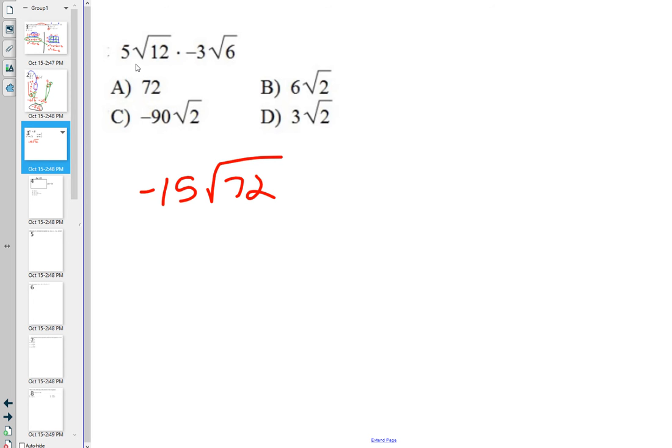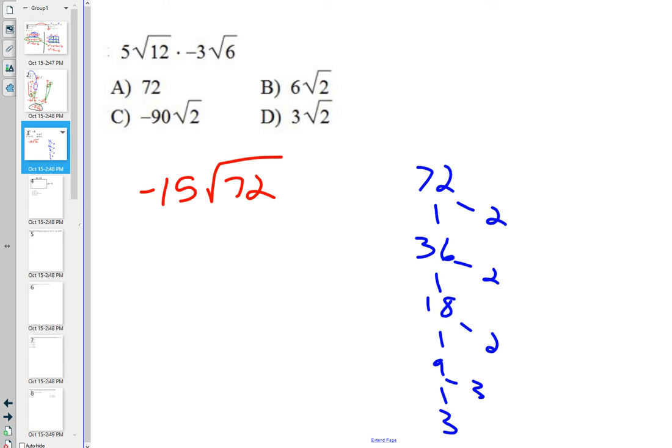I think there's more positives of doing it this way. So outside with outside, inside with inside. 5 times -3 is -15. 12 times 6 is 72. You decide how you want to do the tree. I like to just stick to my prime numbers. What is 2 times 2 times 2 times 3 times 3?